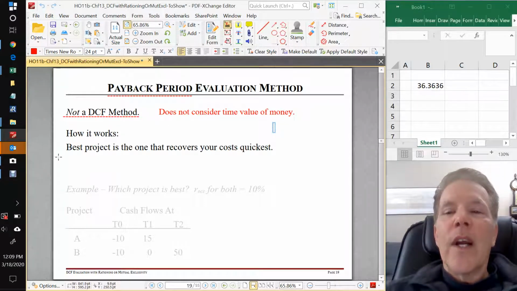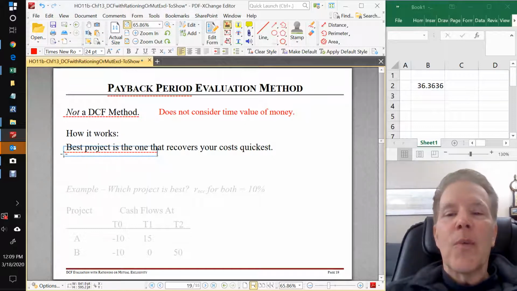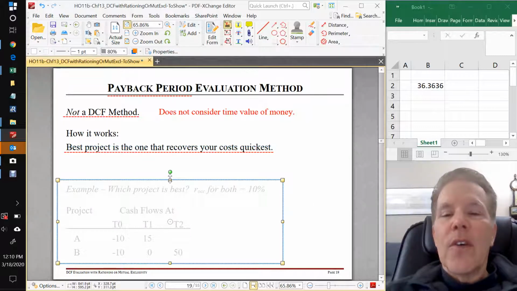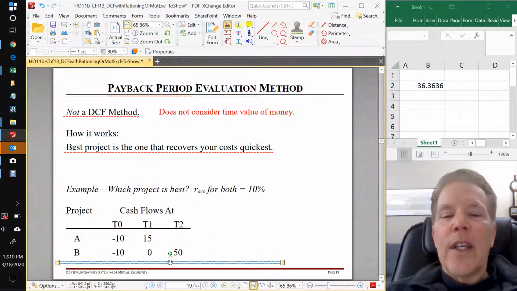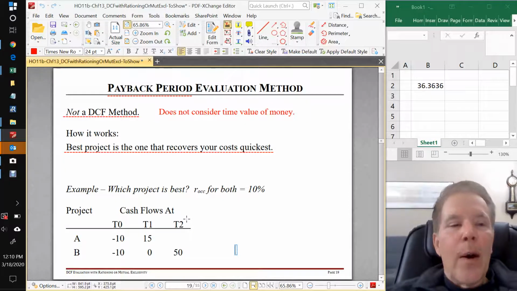How does it work? It says very simply that the best project when we're comparing two projects is the one that recovers our costs quickest. Okay, so let's look at an example here. Which project we think is best.